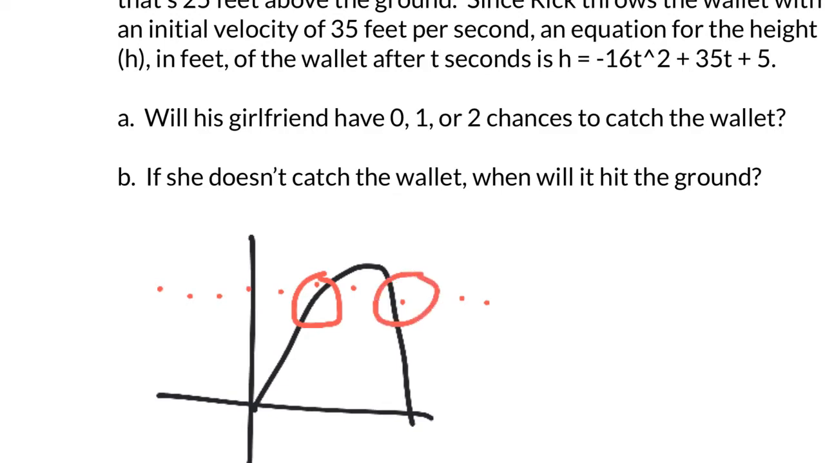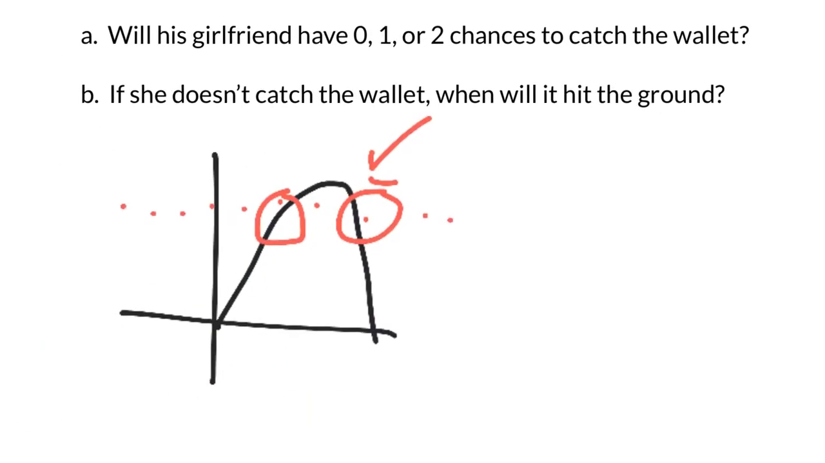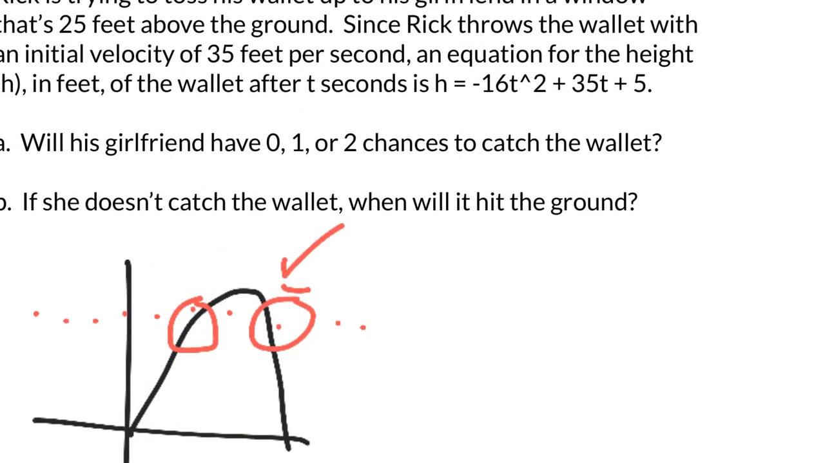So in order to do that, we've got to find out what the maximum height is of this throw. And that's called the vertex. Where the quadratic changes directions, that's called the vertex, and that represents the maximum point for this graph. So let's go ahead and try to find that vertex.